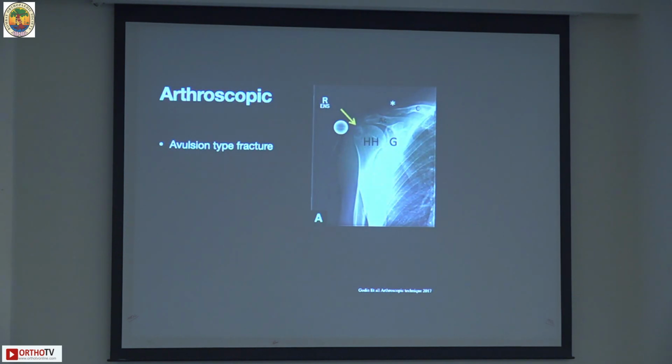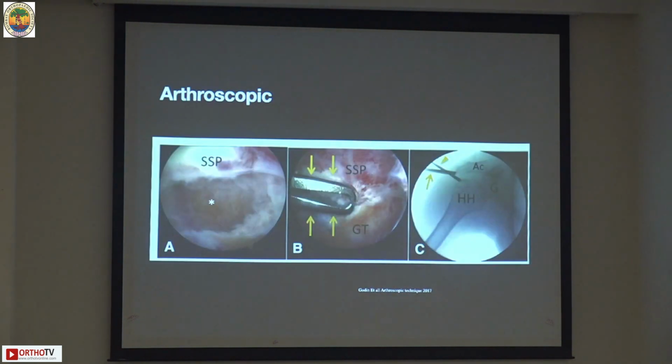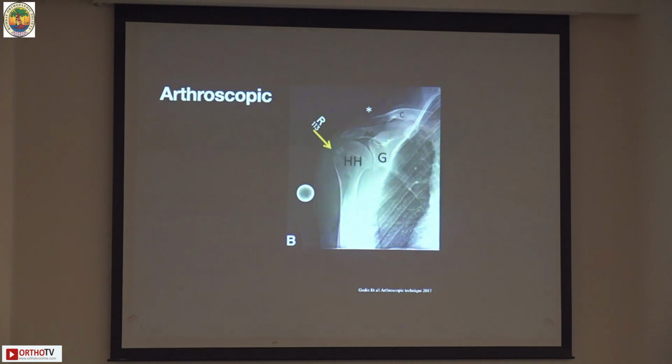However, I'll just go through one of the papers. This is the arthroscopy technique paper by Godia, in which he's done an arthroscopic repair for the GT fractures. This is his pre-op X-ray. He went in arthroscopically, debrided the base, reduced the fracture fragment, which can be seen on the CM picture, did a double row fixation, and this is his post-op X-ray.